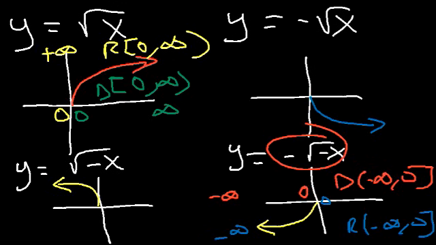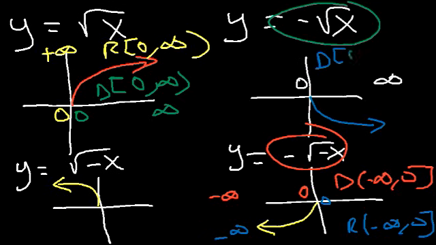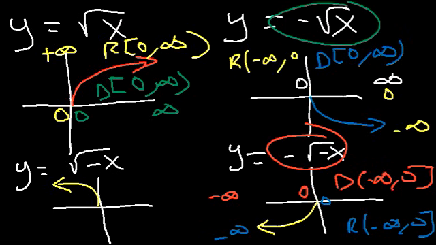Now what about for negative square root x? What's the domain and range? For the domain, you can see that the lowest x value is 0, the highest is infinity. Therefore, the domain is from 0 to infinity. Now the range, the lowest y value is negative infinity, but the highest is 0. So the range is going to be negative infinity to 0.